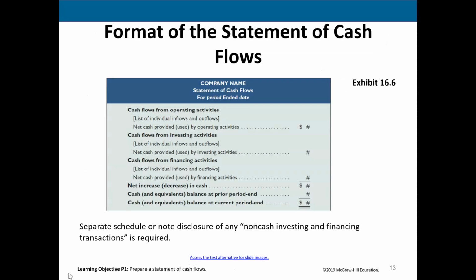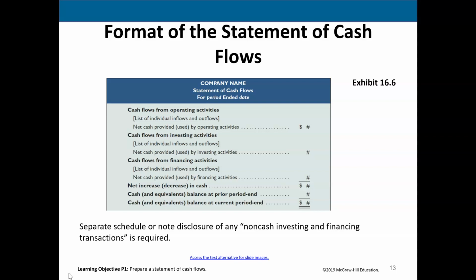Okay, let's go ahead and prepare a statement of cash flows. This is the general format for it. It will have the same three-row heading: who, what, when. Who is the name of the company, what is statement of cash flows, and then when is the period that it's covering, which is usually a month, same as an income statement. You'll start with the operating activities first, and you'll list individually the inflows or outflows.